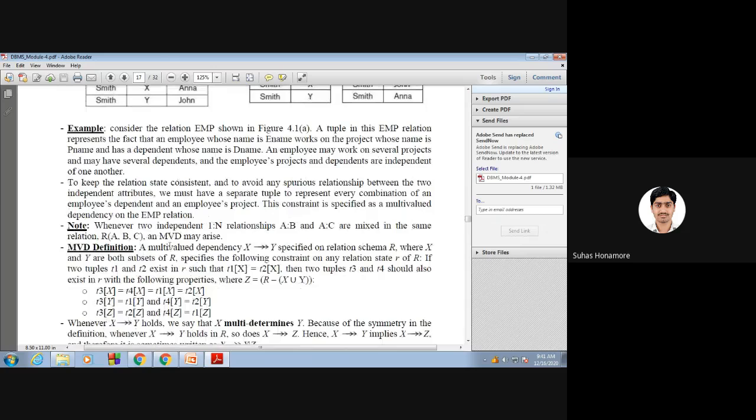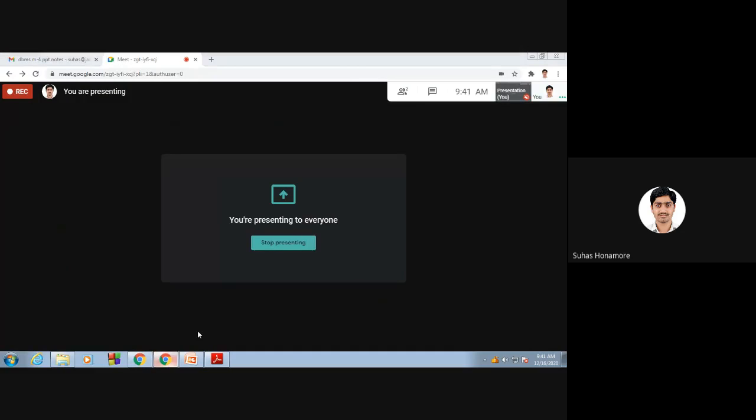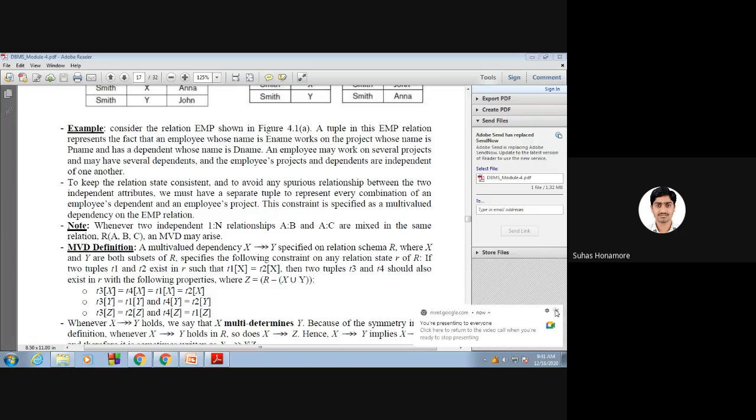Now the formal definition: this is a multivalued dependency X double arrow Y. The normal dependency is shown with one arrow only; here two arrows will be there. So a multivalued dependency X to Y is specified on a relation schema R, where X and Y are both subsets of R.